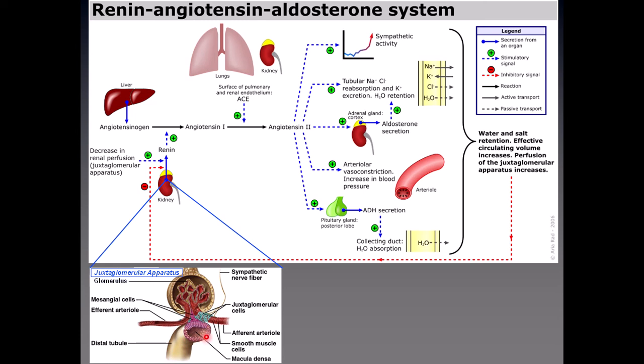If the sodium level in this area is very low, they will send a message to these juxtaglomerular cells, which are the baroreceptors, through the connective cells: please do something, the sodium level is very low, please secrete the renin. So from the juxtaglomerular apparatus, the baroreceptors, the juxtaglomerular cells, will release the renin.